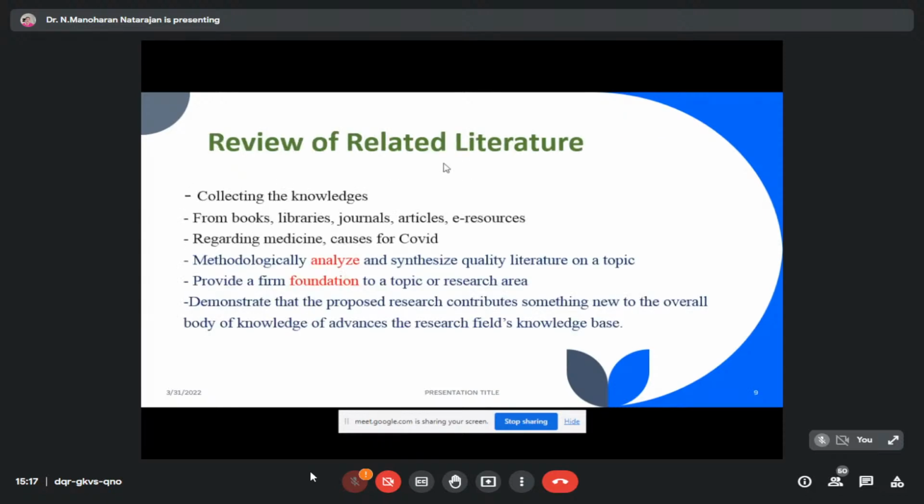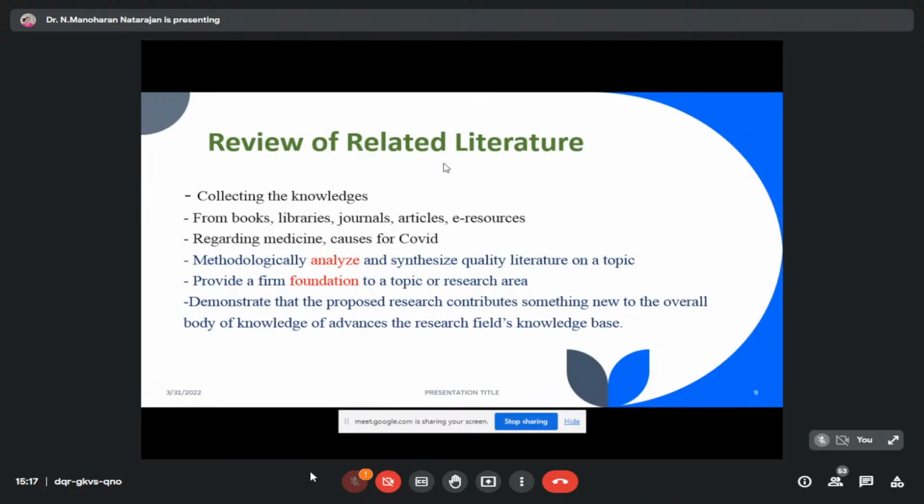Next, that is a literature review, where we are collecting the knowledge. Already the knowledge is there in books, libraries, journals, articles and e-sources. Many sources are there where we can get already known information, that can be collected and reviewed regarding the medicines and causes for COVID. For example, our issue is to solve the problem on COVID issues. Okay. This is collecting the knowledge.